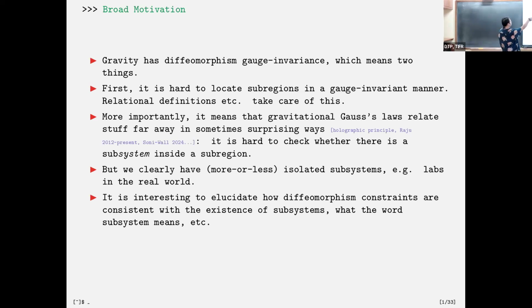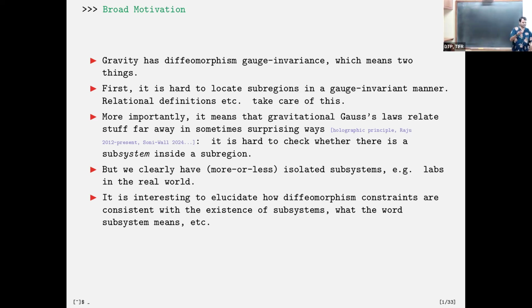Relational definitions take care of subregions, but a subsystem is something which is more or less isolated, where you shouldn't be able to mess with it from outside. No, but why can't we just say k equal to 0? That is an example, but there are other subsystems I'm interested in which may or may not be capable. Fine. I'm just saying, what are the constraints, and how approximate is any given definition of a subsystem, and so on.